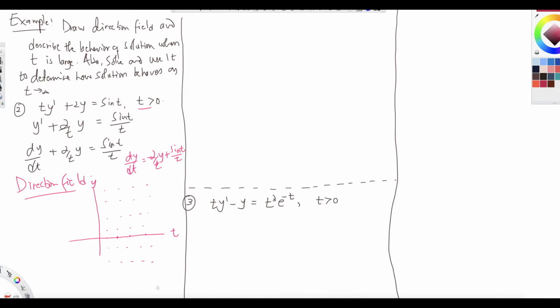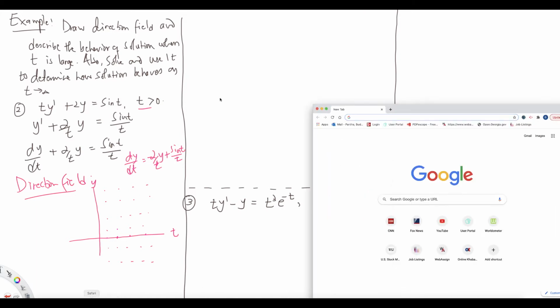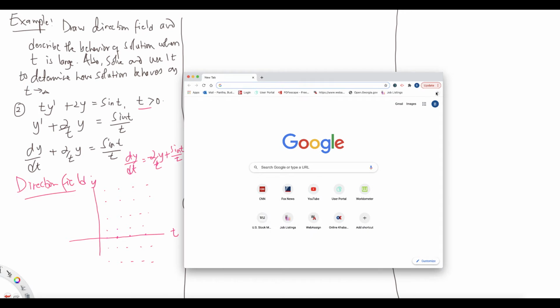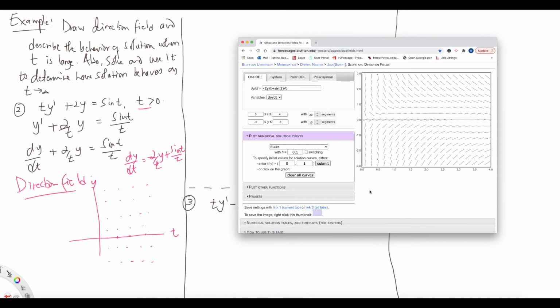Doing that by hand is one way, but we have a very easy way by using software. What was the software we were using last time for the direction field? We were using this software last time. To draw the direction field, you need to enter dy over dt equals negative 2y over t plus sine t over t. For the trig functions you need parentheses. And this is dy over dt.